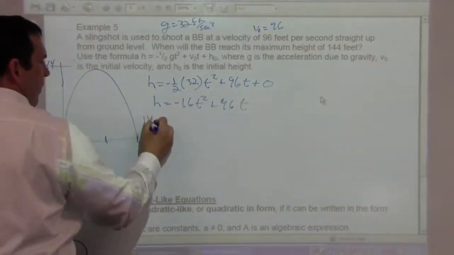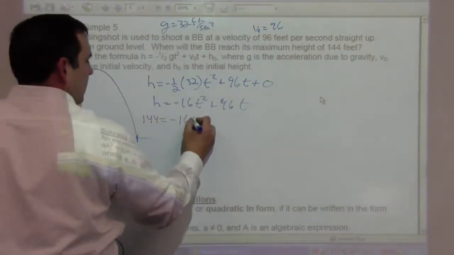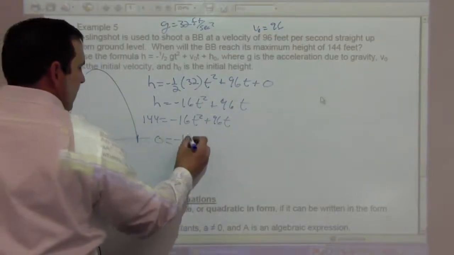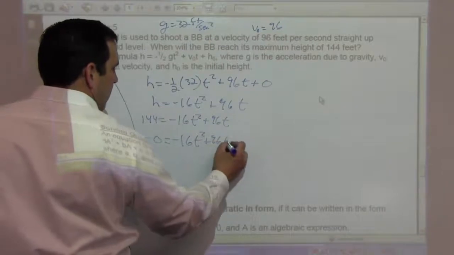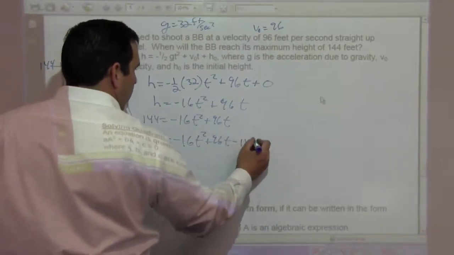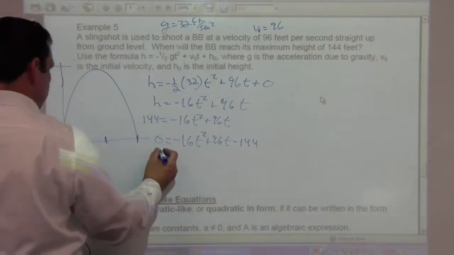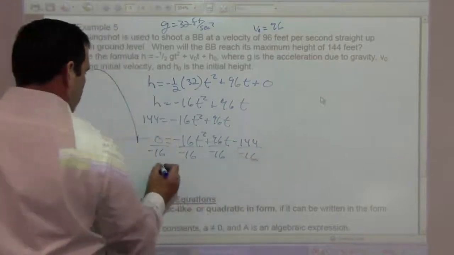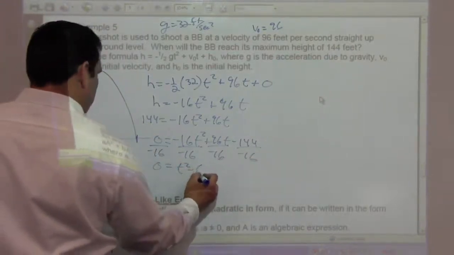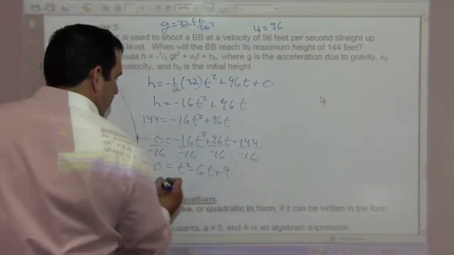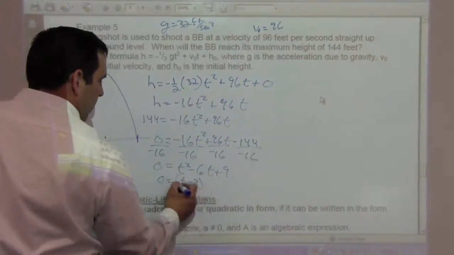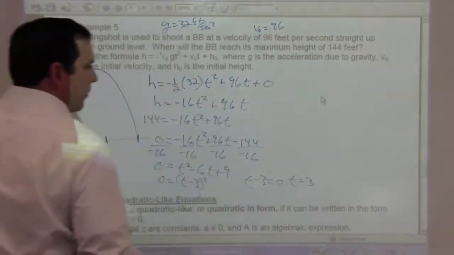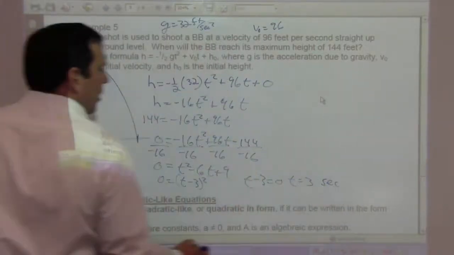So we're looking at h being 144. The height being 144 is negative 16 t squared plus 96 t. So 0, if you bring this over, is negative 16 t squared plus 96 t minus 144. And we'll divide everything by negative 16. So 0 equals t squared minus 6t plus 9. This becomes 0 equals t minus 3 squared. So t minus 3 equals 0, t equals 3. So after 3 seconds, you're going to be at the peak.